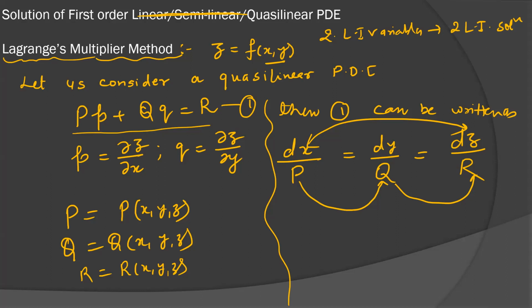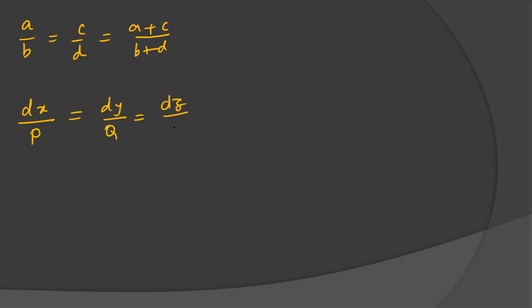Now, how to find this? This is the method to find the solution using Lagrange's multiplier method. He used a trick. What was the trick? We know that if you have any ratio a by b equal to c by d, then we can write it as a plus c by b plus d. We can also generalize this: we can write it as m times a plus n times c over m times b plus n times d. You will get the same expression. So he used a similar concept.